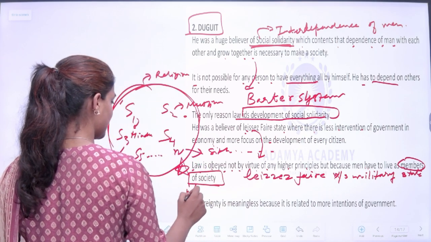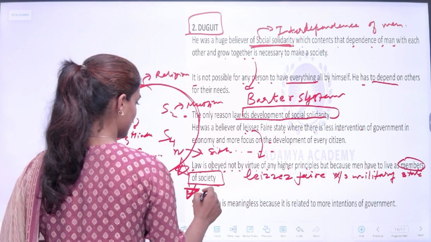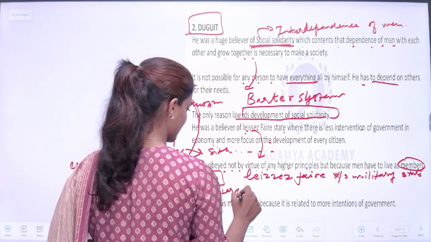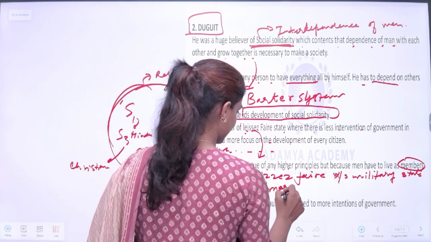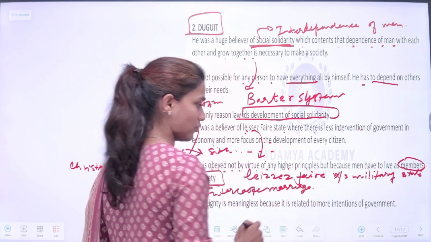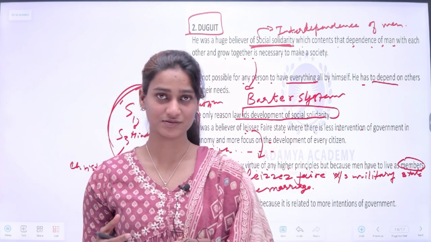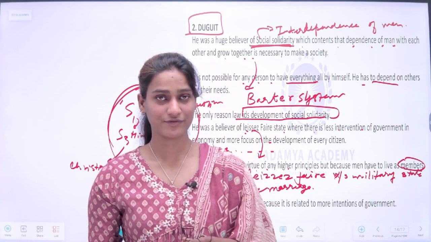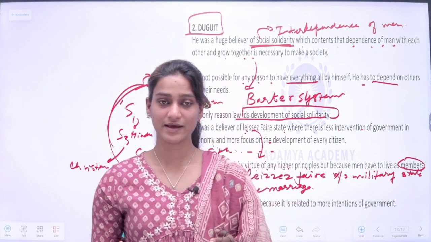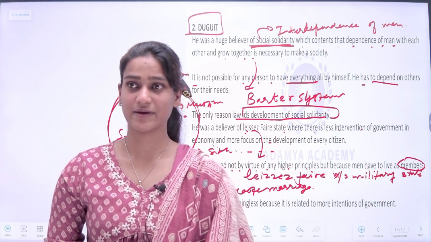For example, let us consider intercaste marriage. Does intercaste marriage happen in modern society? Of course, yes. Now it is the era in which intercaste marriages are happening.